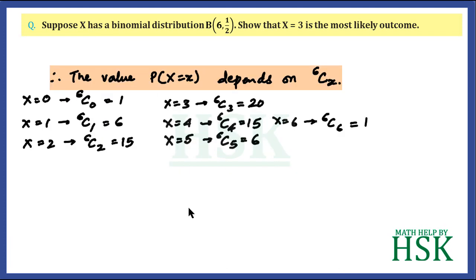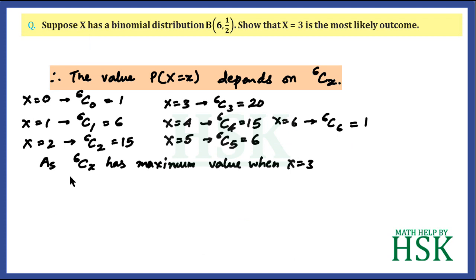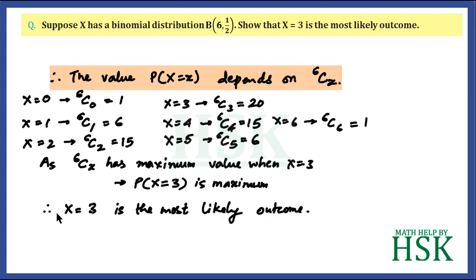Now you can easily observe that 6Cx has its maximum value when x is equal to 3. This means that the probability of x equal to 3 is maximum. Therefore, x equal to 3 is the most likely outcome, and this is how we prove the required thing.